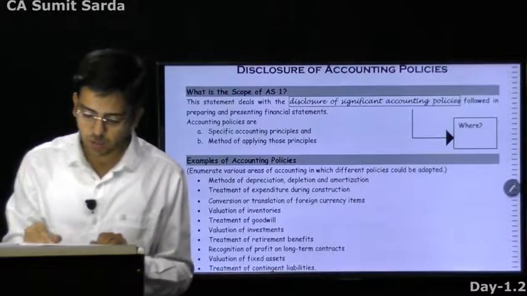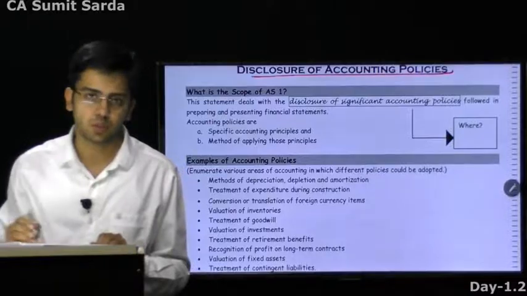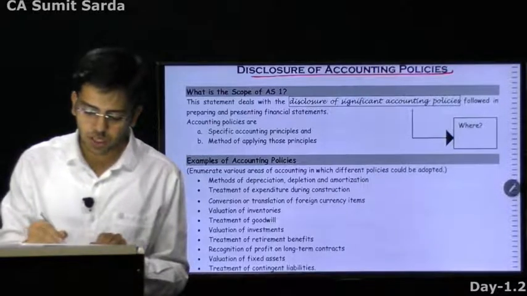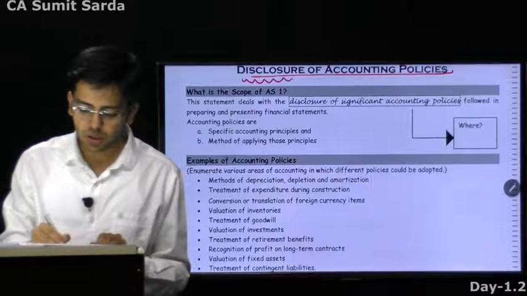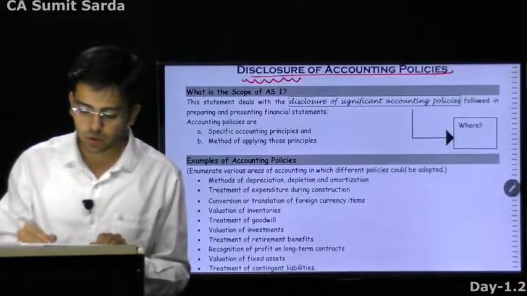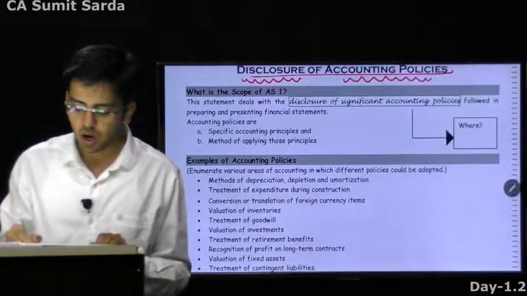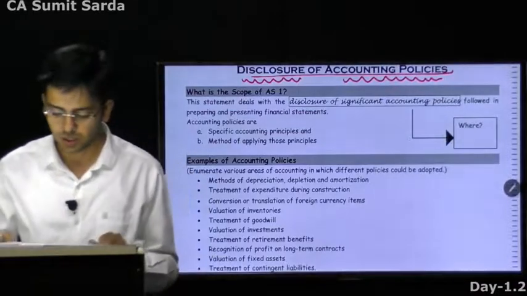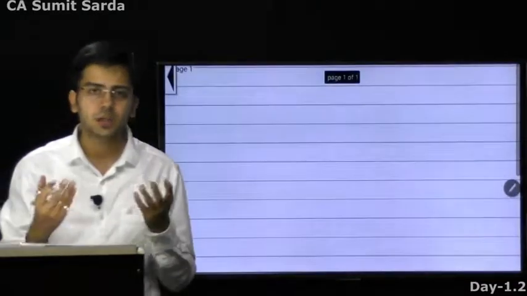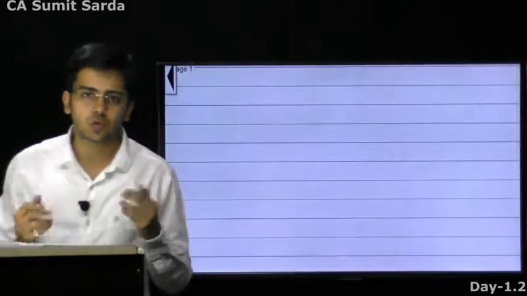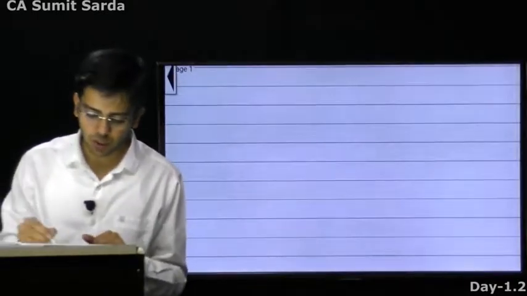We'll start with AS1, disclosure of accounting policies. This standard basically deals with the disclosure aspect, and what are we trying to disclose? We are just trying to disclose the accounting policies of the organization. So why are these disclosures required? Why do we need to disclose the accounting policy that has been followed by the company?